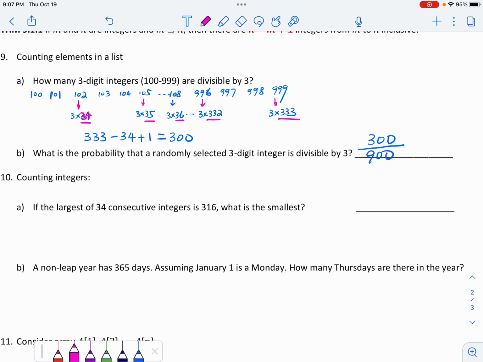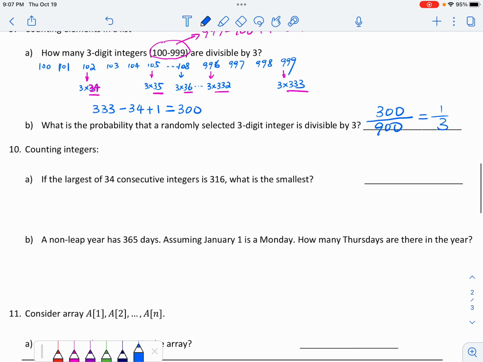Why 900? Just do a quick count. How do we count how many integers there are? 999 minus 100, and don't forget to add 1. So we have 899 plus 1, which is 900. Therefore, as we simplify this, it's going to be 1/3.